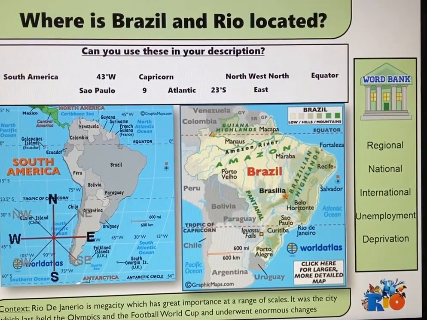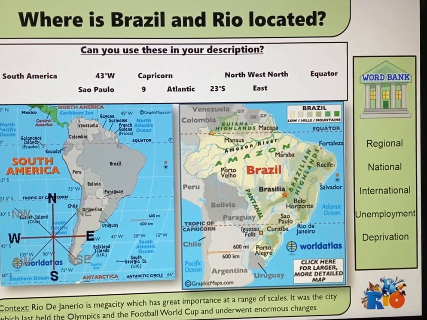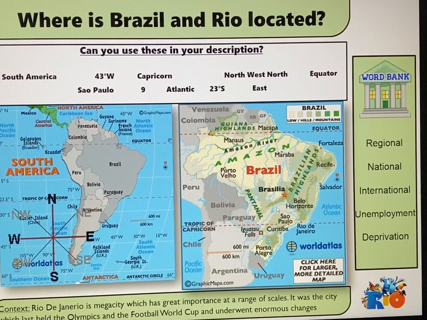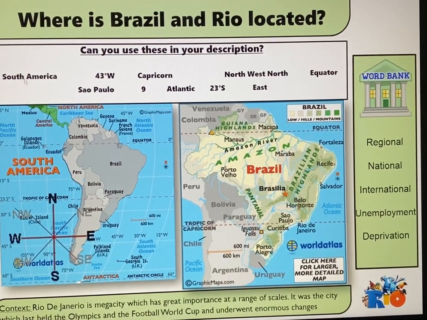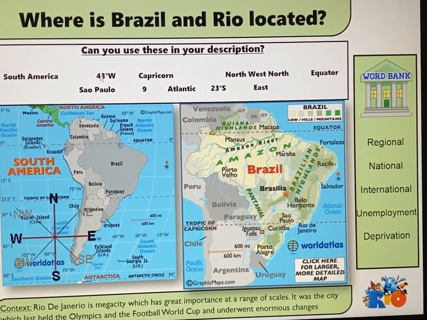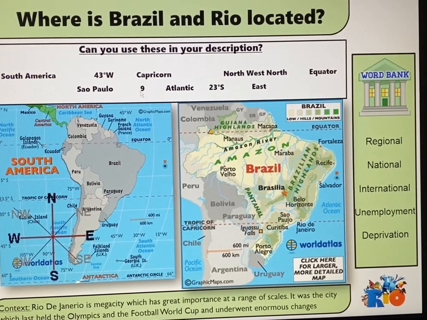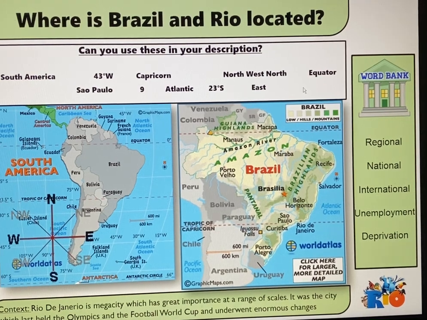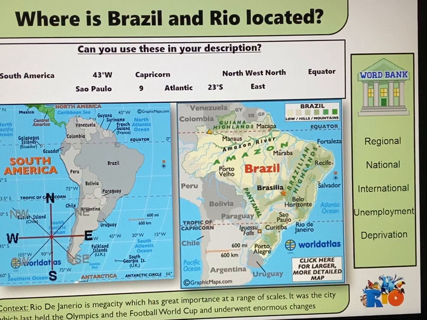So what I want you to do is, these maps are better than what's on Google Forms. I want you to describe where Brazil's located and also where Rio is located. I want you to try and use all of these words and numbers in your description. So things like 43 degrees west, the number 9, equator. Okay, so pause the video now and describe for me where Brazil is located and where Rio is located.